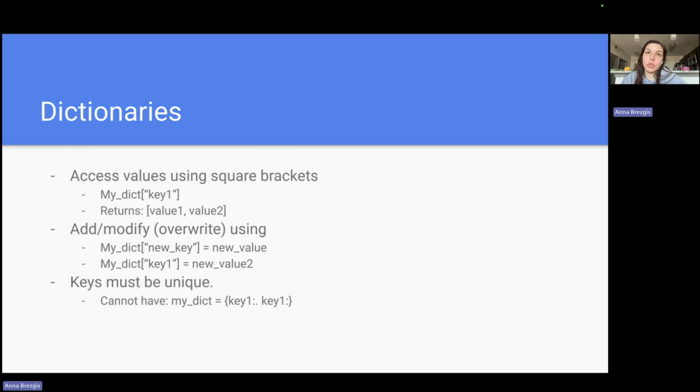You can use remove. So again, if I really wanted to, I could write my dict new key equals new value dot append new value 2, and I'm putting those together.